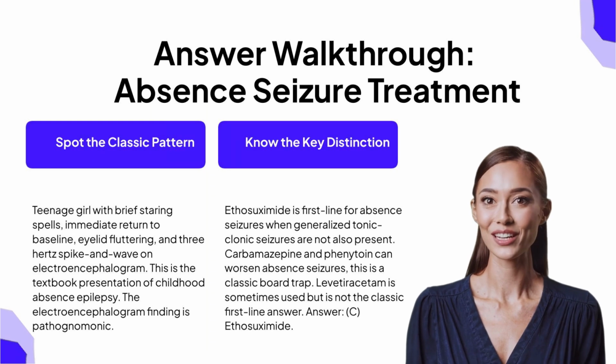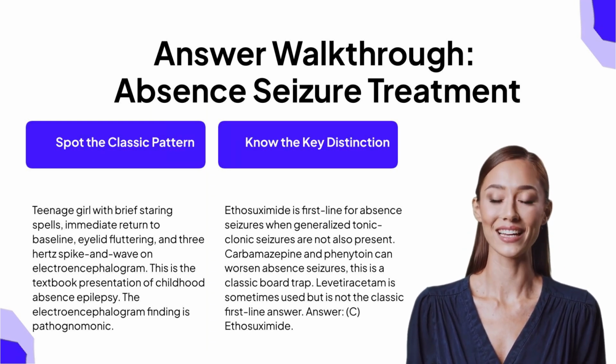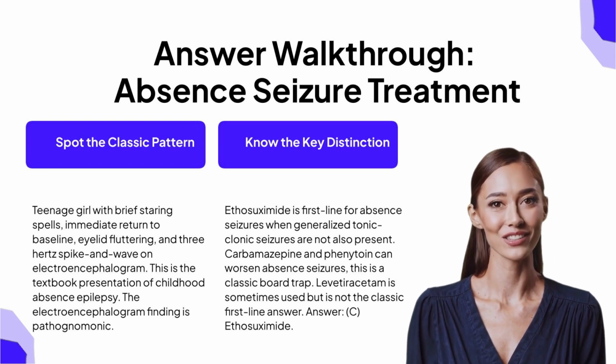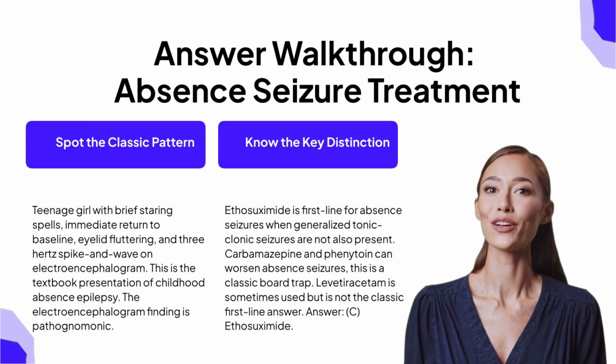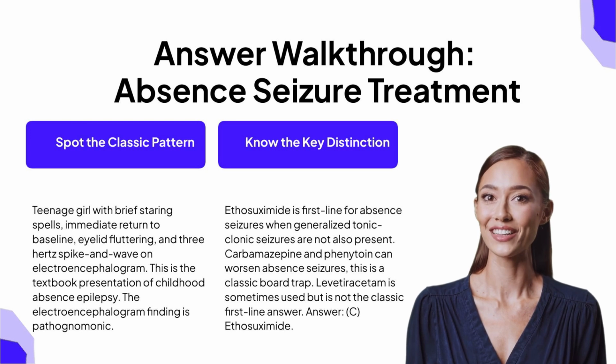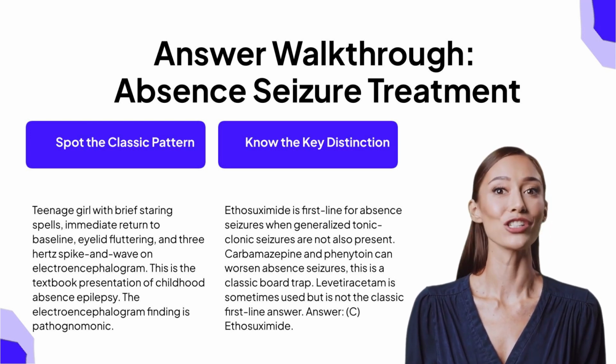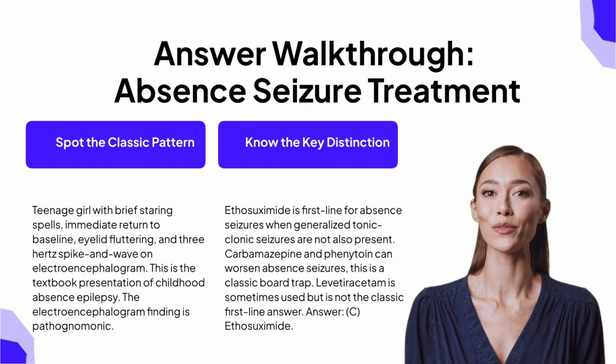Let us walk through this answer. First, spot the classic pattern. This is a teenage girl with brief staring spells, immediate return to baseline, eyelid fluttering, and the electroencephalogram shows 3 Hz spike and wave discharges. This is the textbook presentation of childhood absence epilepsy. That electroencephalogram finding is pathognomonic.